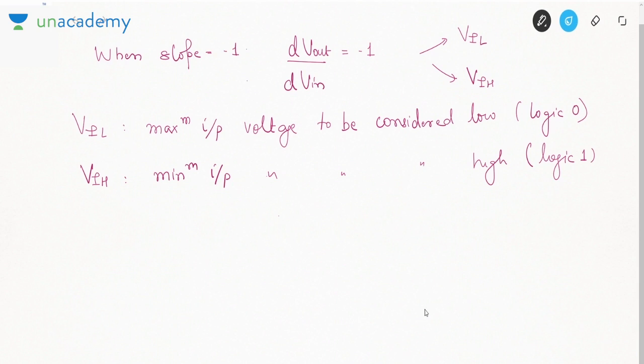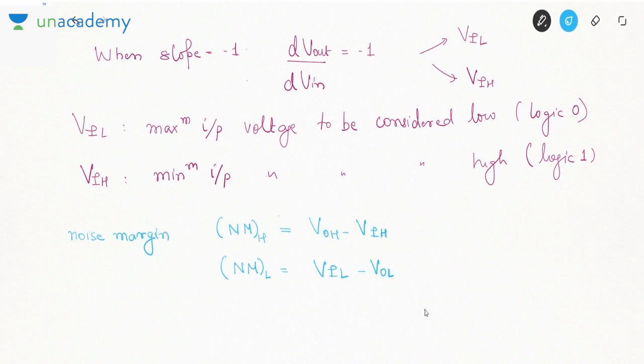Now when we talk about noise margin, it is also an important term here. So we define noise margin in 2 states. NMH is VOH minus VIH. And what about NML? It is VIL minus VOL. So this is the noise margin, that is the maximum noise that can be tolerated by the circuit without giving the incorrect output.